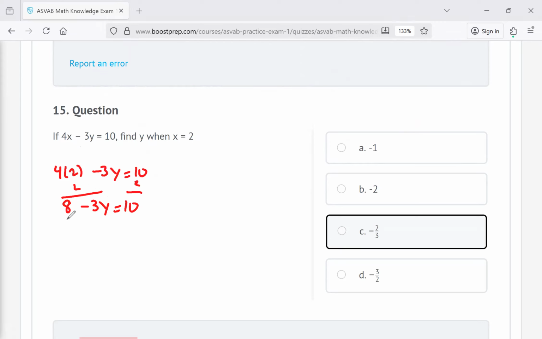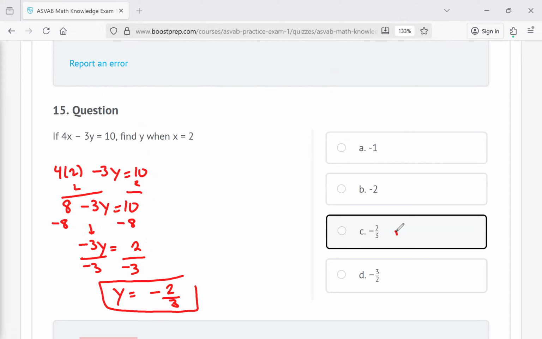Step two, get all the variables and constants on one side. We only have one variable, so I'm just going to get all the constants on one side by subtracting 8. What's 10 minus 8? 2. Step three, solve for the variable. I want to solve for y, so I have to get rid of this negative 3 by dividing both sides by negative 3. So that's how I get y equals negative 2/3. There you go. That is your answer, C.